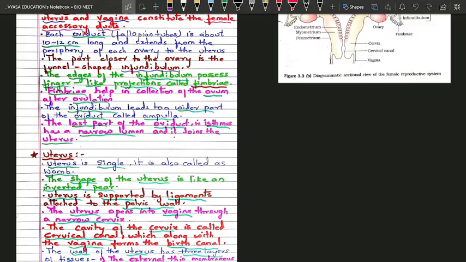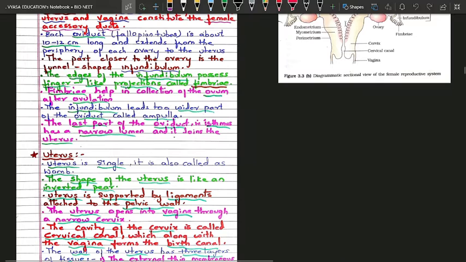The uterus opens into the vagina through the narrow cervix. So the uterus opens into the narrow cervix. It is very narrow, isn't it? The cavity of the cervix is called the cervical canal, which along with the vagina forms the birth canal. So this forms the birth canal.